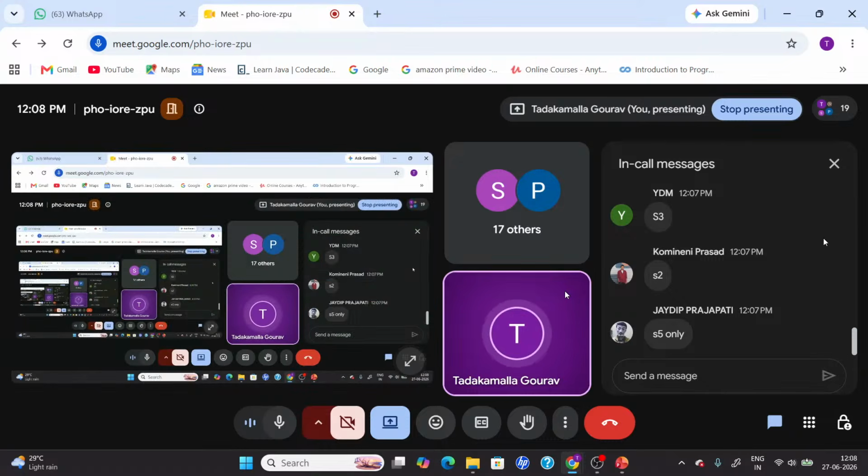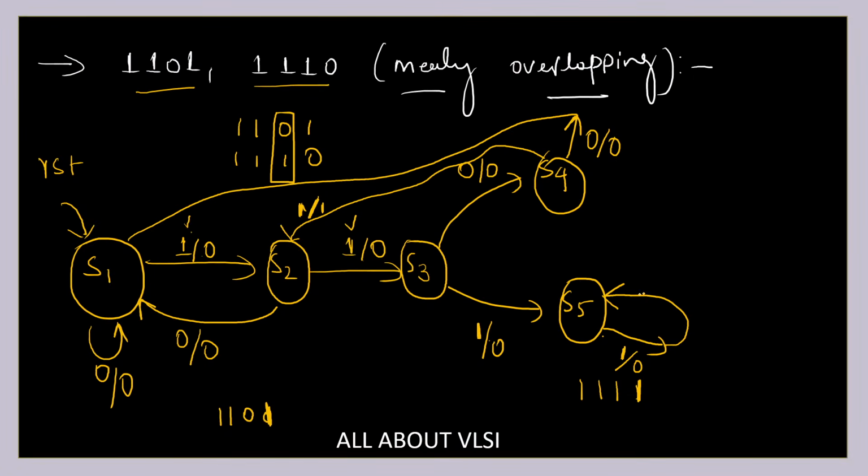Exactly. Now, let's say if you got 0 in the S5 state, then your sequence is getting matched and your output will become 1. And when I'm going to 1 1 1 0, can I use this 1 0? No, I cannot use it, because both the sequences are having 1 1 at the starting position. I cannot use 1 0. I cannot use 0 at the starting position.